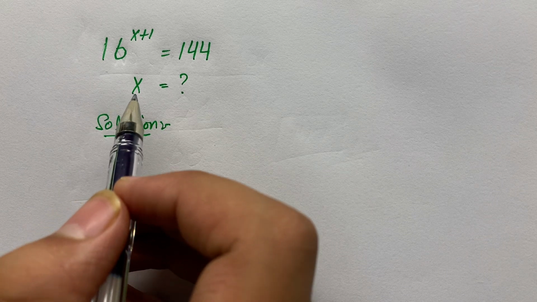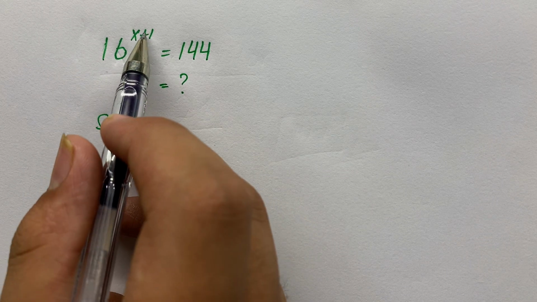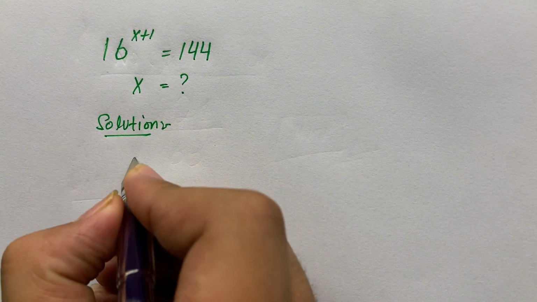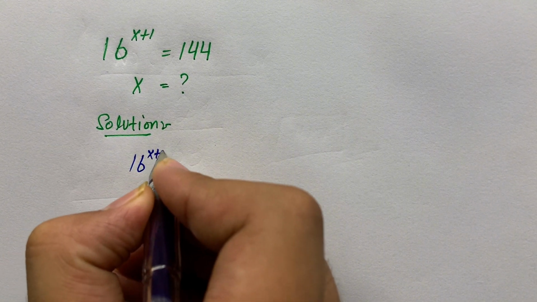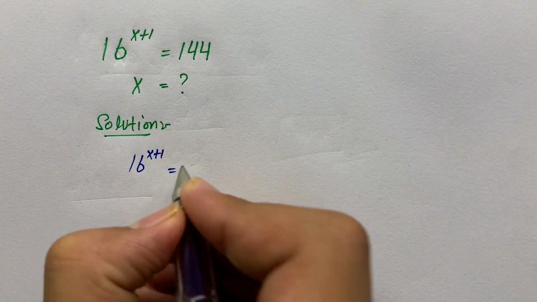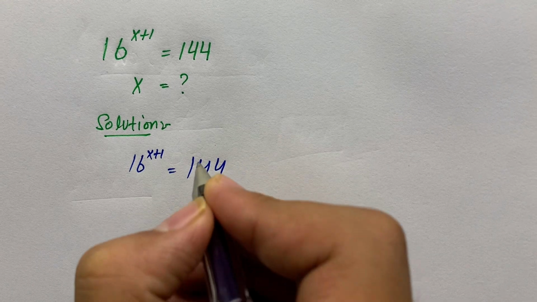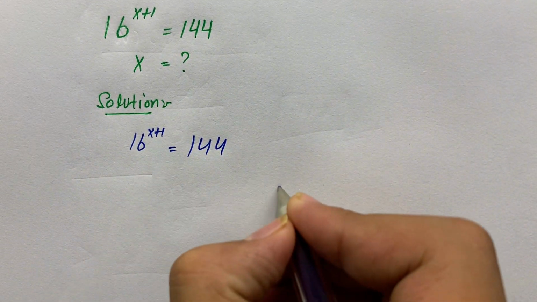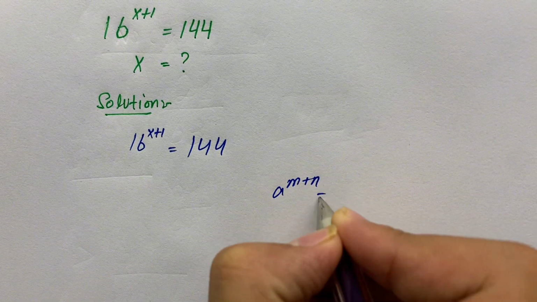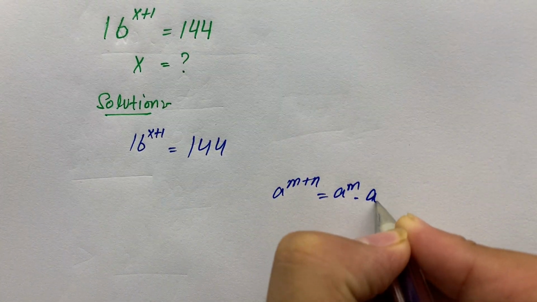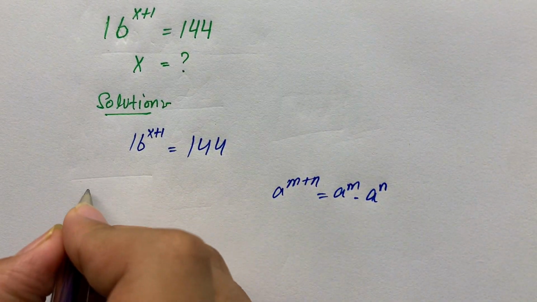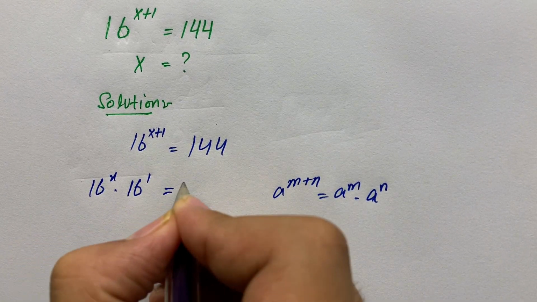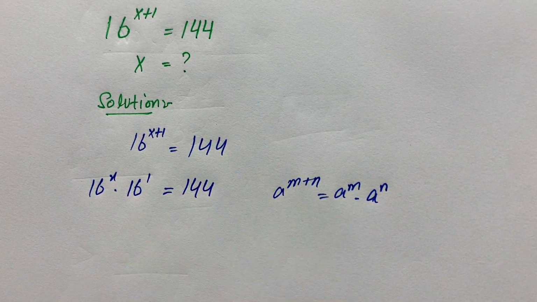In this problem, we are finding the value of x if 16 to the power x plus 1 is equal to 144. Now, 16 to the power x plus 1 is equal to 144. Now a to the power m plus n is equal to a to the power m times a to the power n. So 16 to the power x times 16 to the power 1 is equal to 144.